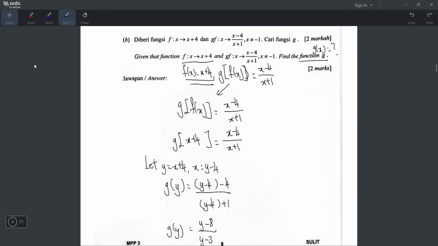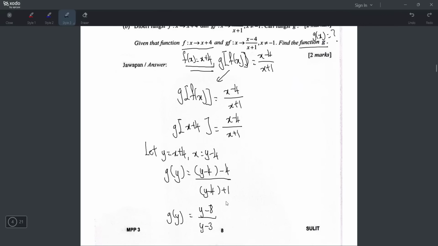Okay, I'm done. But the soalan asks for gx, so the last step is very simple. Just change the y to x. So the answer is x minus 8 over x minus 3. But hold on, you can see that the gx function is actually a fraction, and the denominator has x. That means there's an undefined case for this function, and the undefined case will be x cannot equal 3. Yeah, because the denominator cannot be 0, because you can't divide by 0. So x minus 3 cannot equal 0, x cannot equal 3.